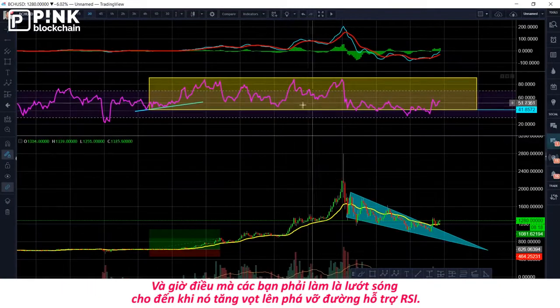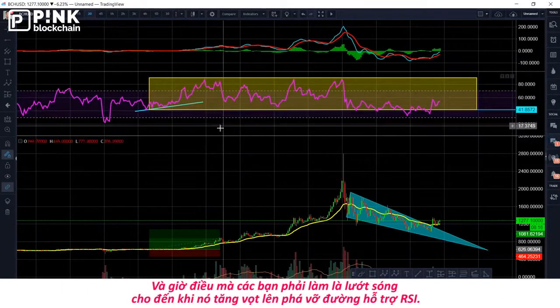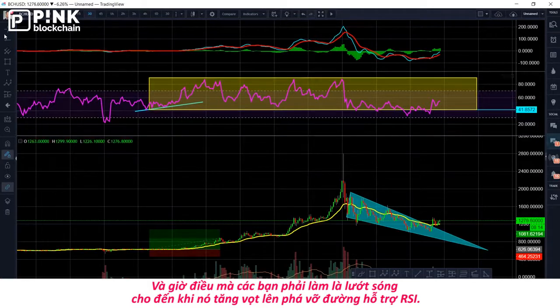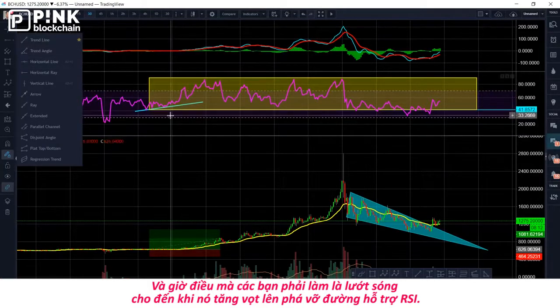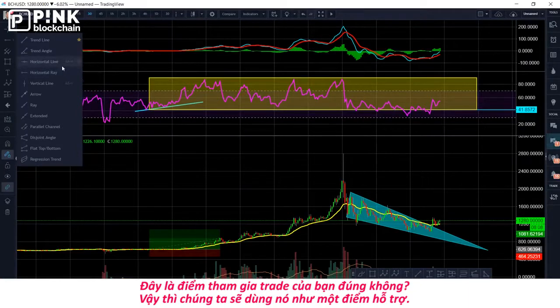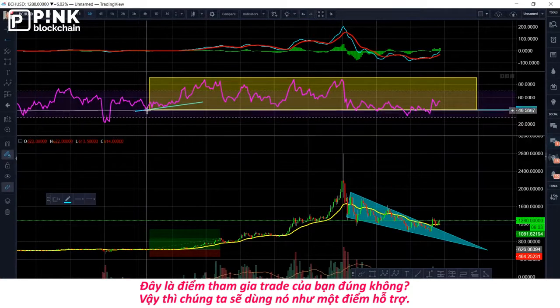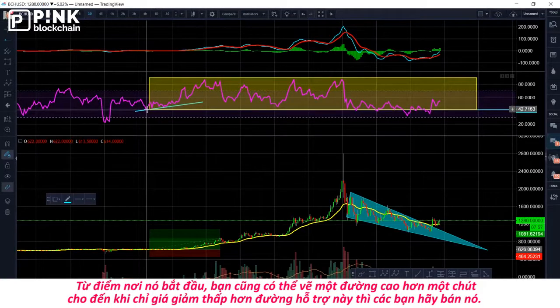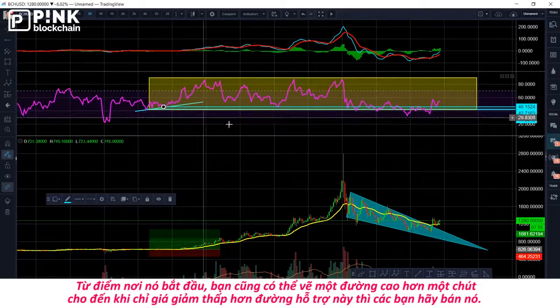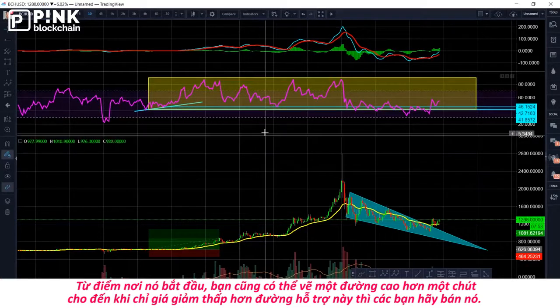And now what you're gonna do is you are gonna ride this thing until it breaks out of your support resistance line that you see. Now, where is it, guys? If this is your entry point, you're also gonna use it as a support point, okay? From right where it started, you can be there. You can even be a little bit more conservative and take a higher one.